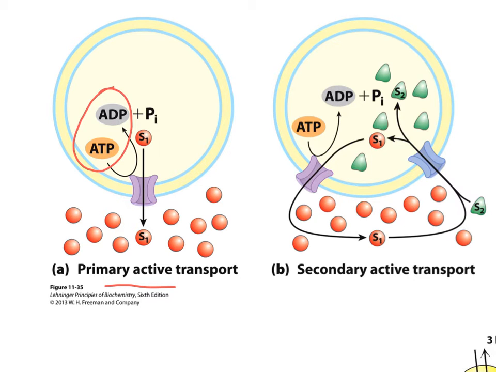The second type of active transport is secondary active transport. In this example, we're going to be using the ion gradient of S1 as the energy source in order to move solute 2, shown there in green, across the membrane against its concentration gradient. So you notice in this example, S1 is going with its concentration gradient. So that will be providing the energy that we need in order to move S2 across the membrane against the concentration gradient.